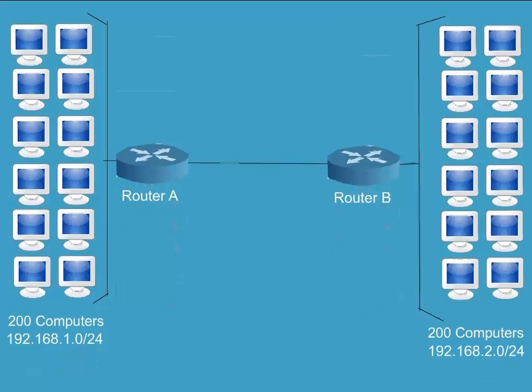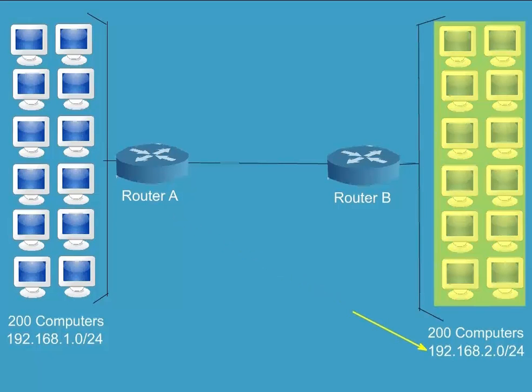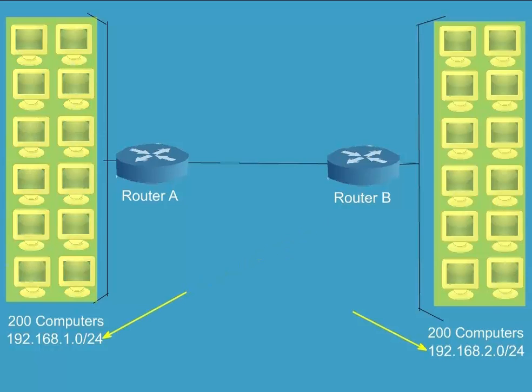Now, we placed two routers and we connected the 200 computers on the left to router A with network 192.168.1.0. Router B has 200 computers behind it and the network there is 192.168.2.0. And here, routers route based on IP information. In our example, router A only has to know that the network 192.168.2.0 is behind router B. And router B only needs to know that the network 192.168.1.0 is behind router A.